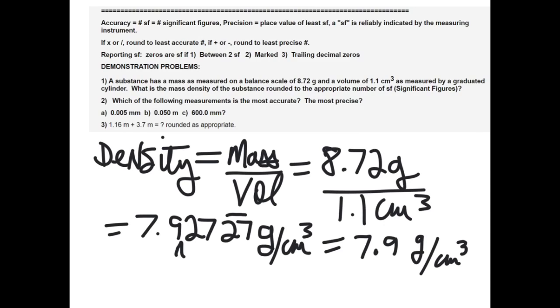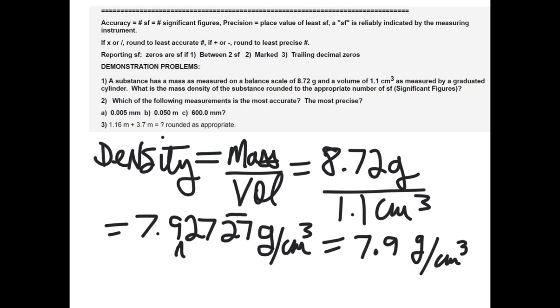If we only add or subtract, then we round to the least precise number that is used. But if we multiply or divide, which is almost always, the rule is different. We then round our calculation to the least accurate number used, which is the fewest number of significant figures.